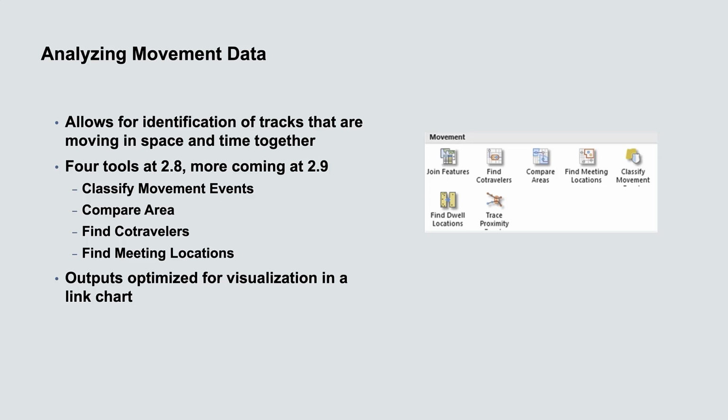And I do want to touch upon one last thing for this. The outputs for all of these movement tools are really optimized for visualization inside of that link chart. What I mean by that is, it does have the feature class output, which is useful, but the link chart is what really allows you to explore these relationships inside this output data set. And we'll show you how to build link charts off of this movement data in a couple minutes.